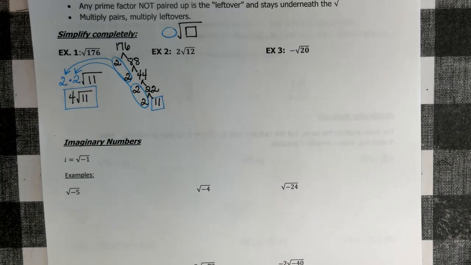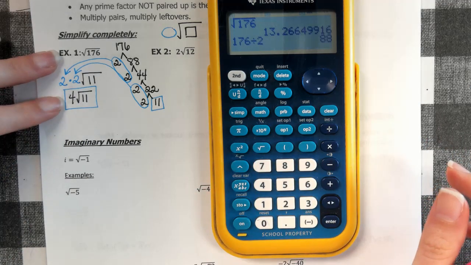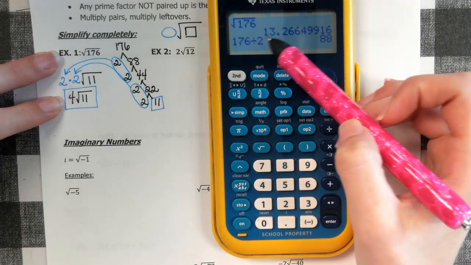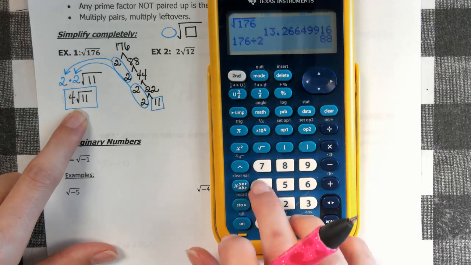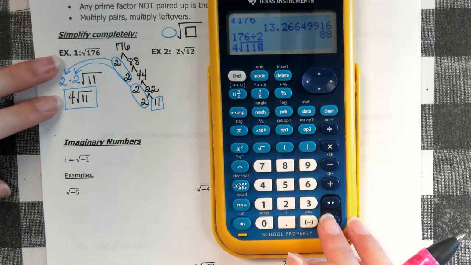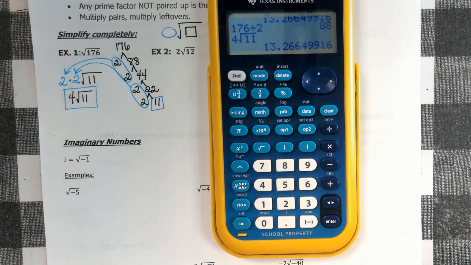Okay, for those of you who want to make sure that you're doing it right, you can check the value of your original and your answer. So I've already checked what the square root of 176 is, and it's 13 point blah blah blah. So if I type 4 square root of 11, and if I simplified that correctly, then it should give me the same value, which it does. So I know I'm good. So if you are someone who wants to check your answers and start off strong the second 6 weeks, I would make sure you check that.